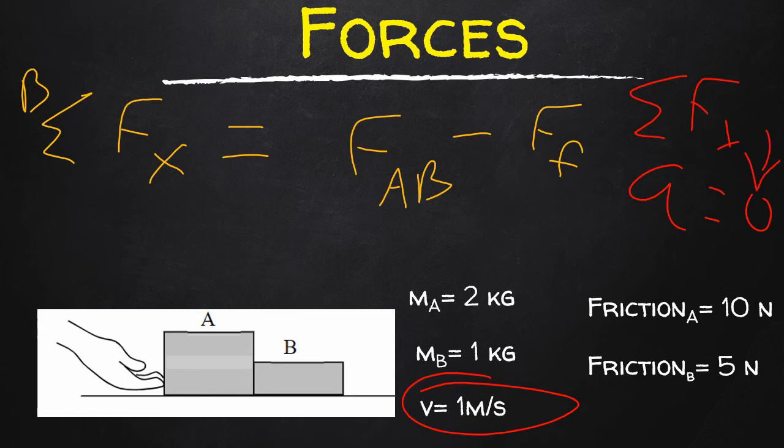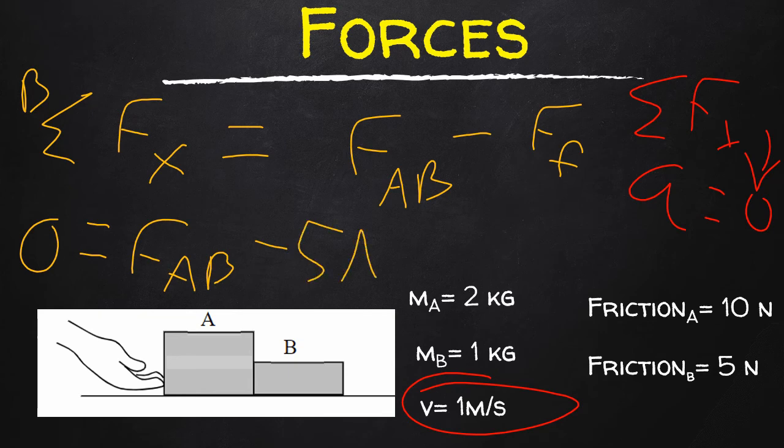So kind of like we just did, that tells us that if the net force is 0, then the force of A on B minus the friction force, which in this case is 5 newtons, has to equal 0. And so the force of A on B is just going to be 5. Fairly simple. So block B wasn't all that hard. Let's remember this, that the force of A on B is 5, because it'll come up when we're looking at block A. So now let's do that.